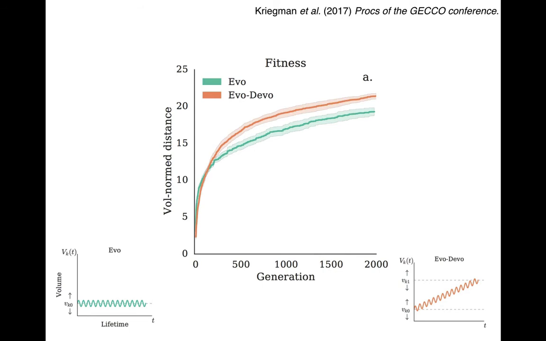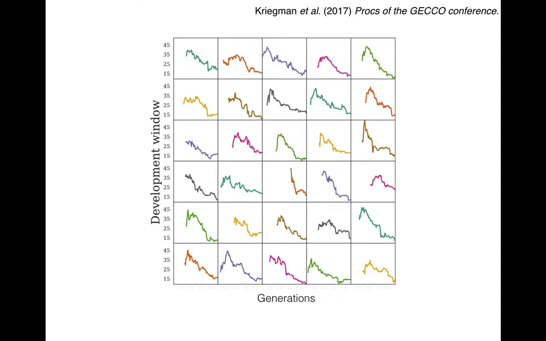So that's one of the benefits of Devo for us as roboticists. Okay, here's another view on those 30 Evo-Devo runs that we performed. Each panel represents one of the 30 runs. The horizontal axis in each panel is evolutionary time, as measured by generations. And the vertical axis in each panel is reporting what my student called the developmental window. But you can just think about this as the total amount of morphological change that one robot undergoes over its lifetime.